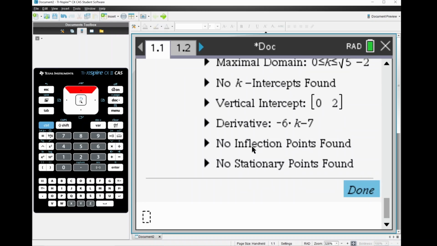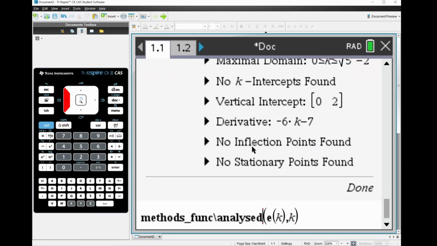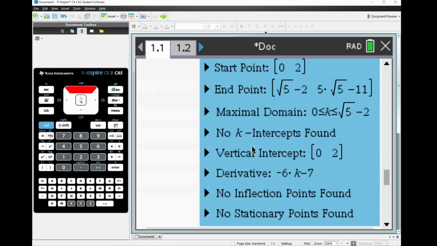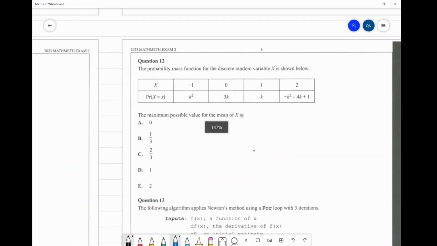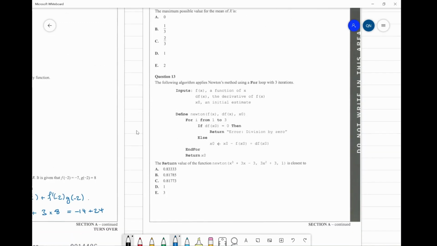What if I don't restrict? Maybe because I put this upper bound over here, maybe I shouldn't put that there. What if I just do analyze? Then local max is that, which is not good. Yeah, I don't know. Maybe I'll come back to this. I'll think about it later because I want to move on to question 13.